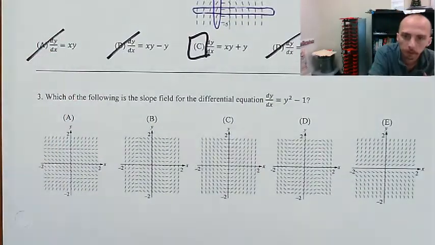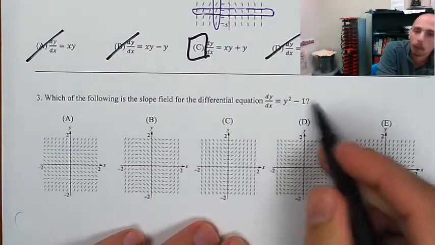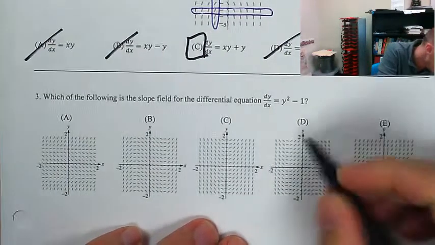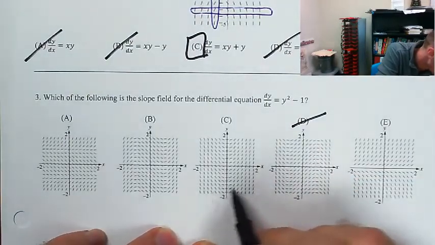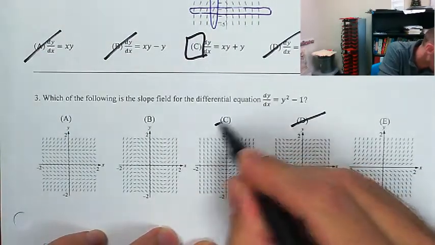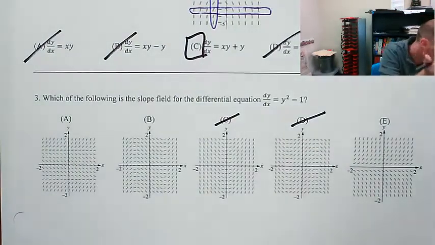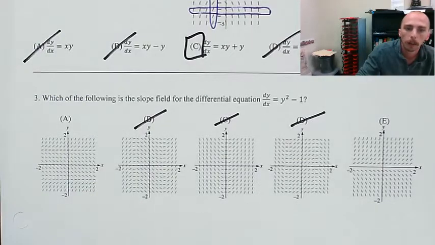Okay. Which of the following is the slope field for the differential equation dy/dx equals y squared minus 1? Okay, so I need one where it only depends on y. So if I move left and right, I'm not seeing different slopes. Here, I'm seeing different slopes on answer choice D. Also on C, as I move left and right, I'm seeing different slopes. That would mean that dy/dx has to depend on x as well. Okay, this one, again, depends on x and y.